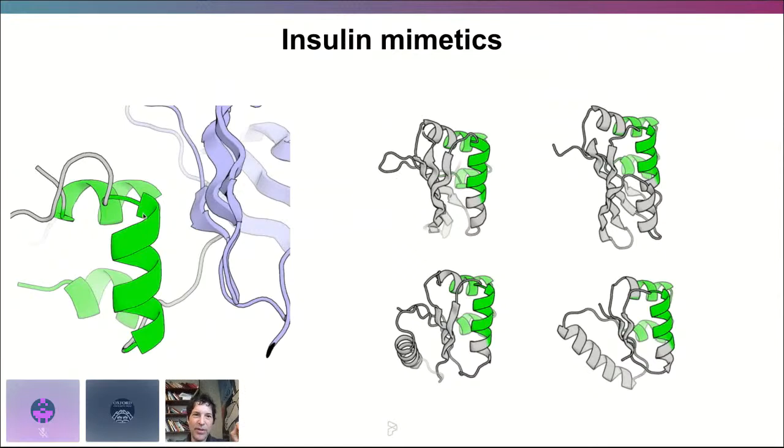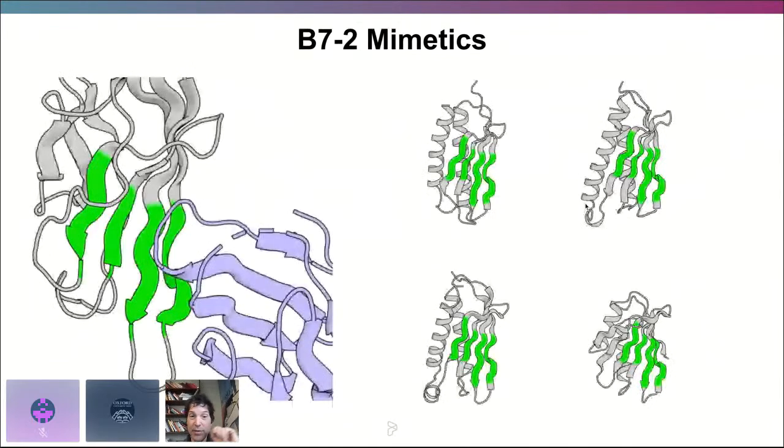This is where we're hallucinating parts of insulin interacting with its receptor, and you can see different solutions here. We can do this with beta sheet proteins. This is part of B7 binding to its target CTLA4, and we keep this part fixed, and then we can grow different sorts of proteins around it, as shown here.